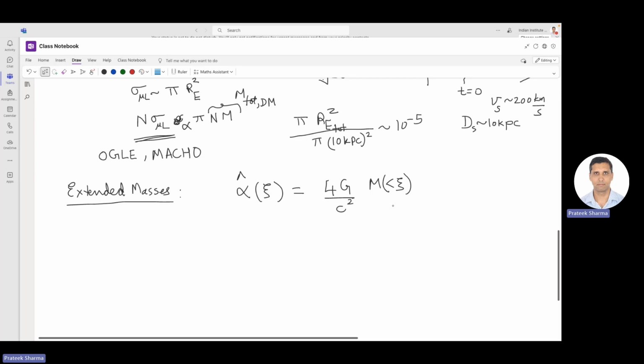We'll not actually go into how you get it, but it's done in standard textbooks. And this is defined as the integral from 0 to xi of sigma(r) 2 pi r dr, right? So sigma is the surface density. If you have a spherical mass distribution, sigma is just rho integrated along the line of sight. So this is nothing but the integral of rho dz along the line of sight, which is just mass per unit area.